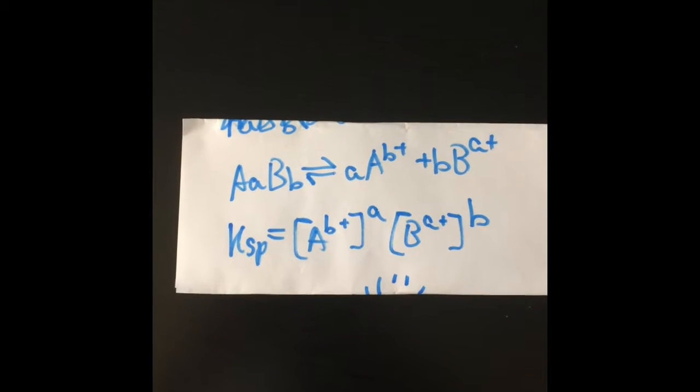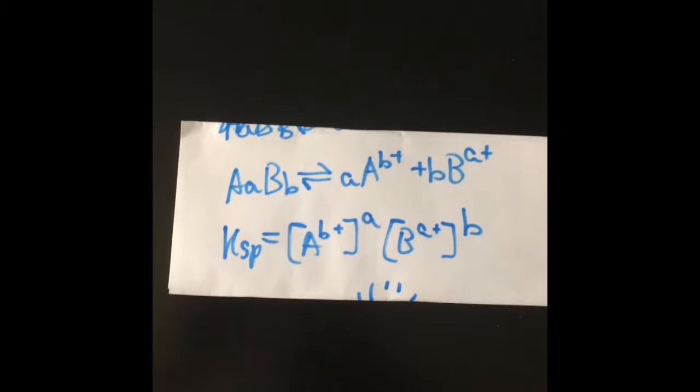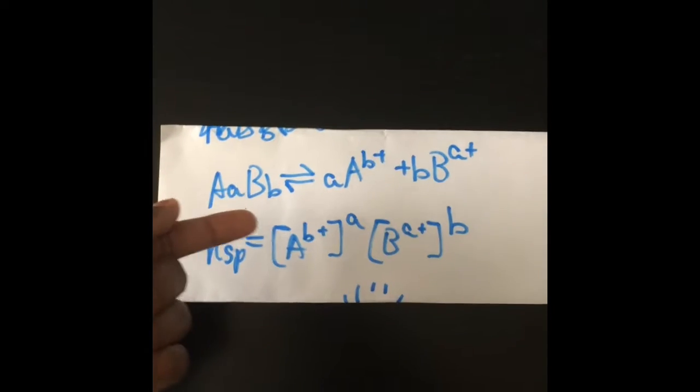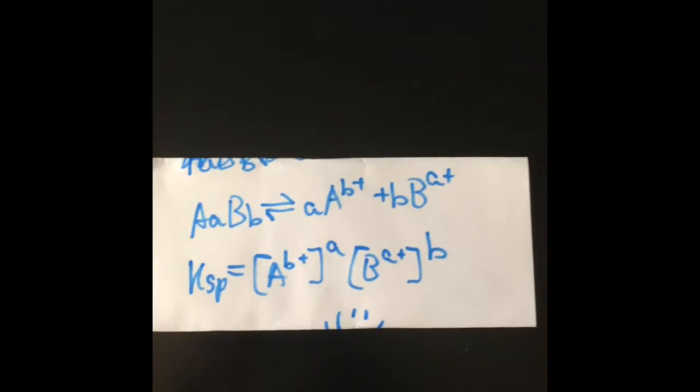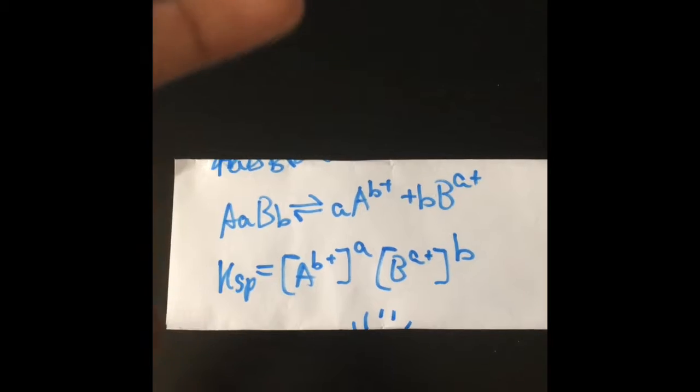What the KSP formula means in non-mathematical terms is that the concentration of one product, which is capital A in this case, is raised to the power of its coefficient, which is lowercase a. This multiplied by the concentration of the second product, which is uppercase B, raised to the power of its coefficient, which is lowercase b, gives the KSP.